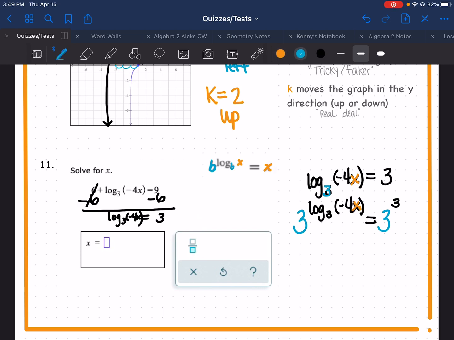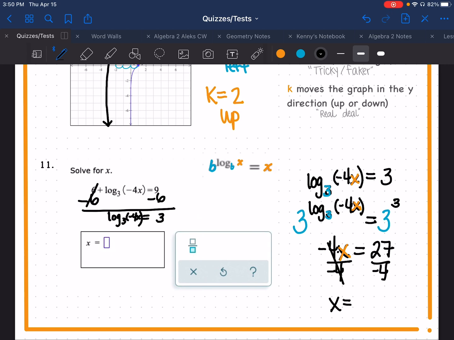There we go. Notice that my two bases on the log sides, they match each other. That means they're going to cancel each other out, leaving me with this is equal to that number. So I get negative 4x is equal to 3 to the third power, which is 27. 3 times 3 times 3. All I have to do is get rid of that negative 4. Remember, it is a negative 4. It is not a subtraction of 4, so I can't just add 4 to the other side. There's nothing hanging out in front of that 4, so I have to get rid of the multiplication, and I'm going to do that by dividing by negative 4.